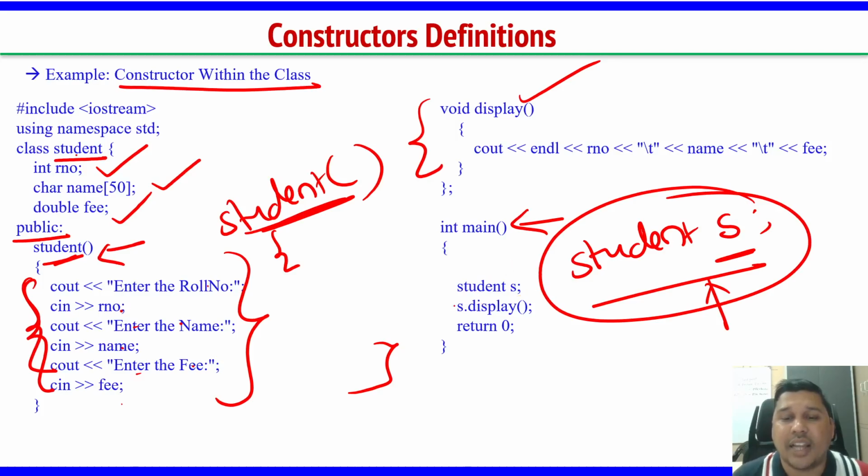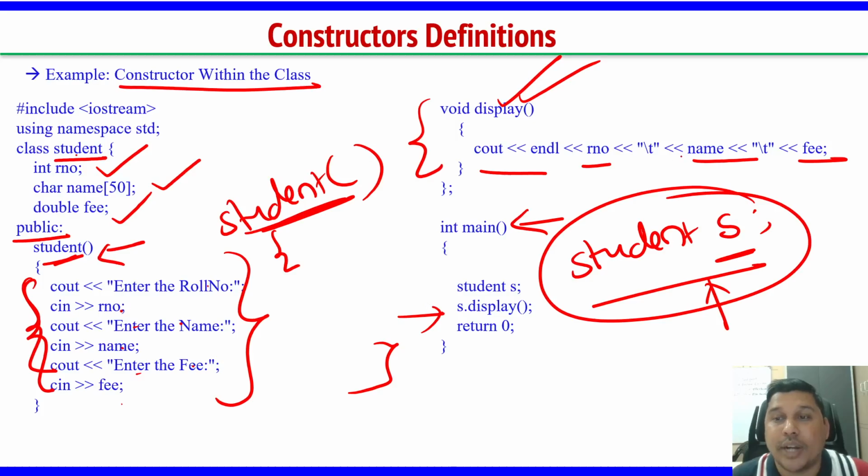Then I have yes.display, so the display function is called. Since it is a public function, I can call it. See, with cout and endl I am printing out the roll number, name and fee. I am printing those values. How did I get these values?